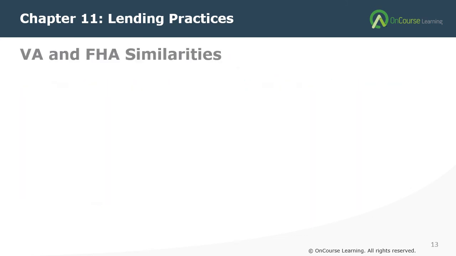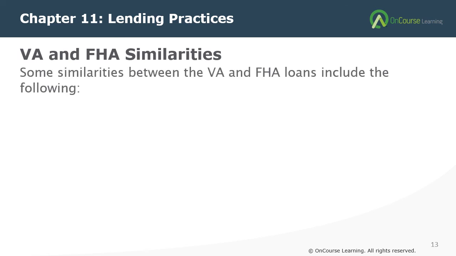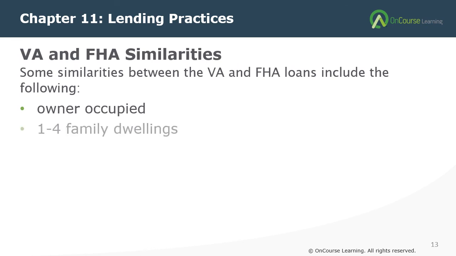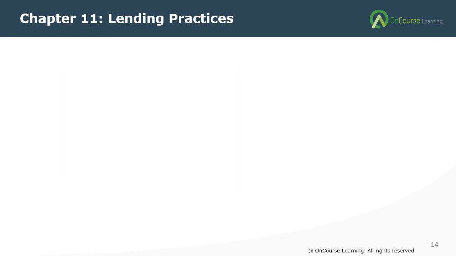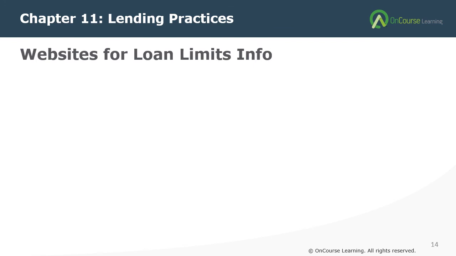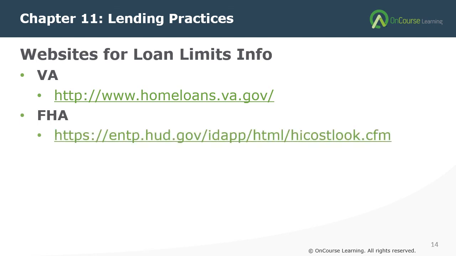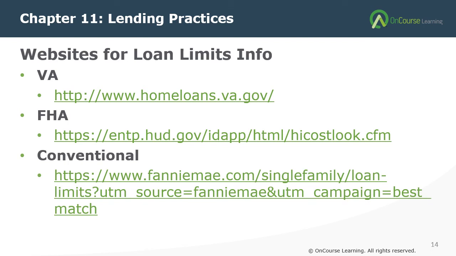Some similarities between the VA and the FHA programs: the property has to be owner occupied. It could be between 1 and 4 family dwellings. Refinancing is allowed, as is assumption with approval only. Some websites for the VA program, the FHA program, and some general information about conventional loans.